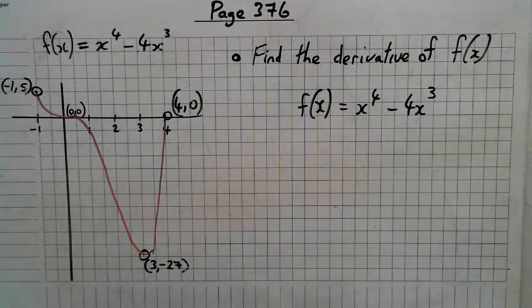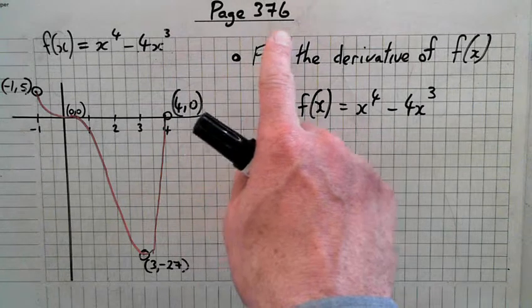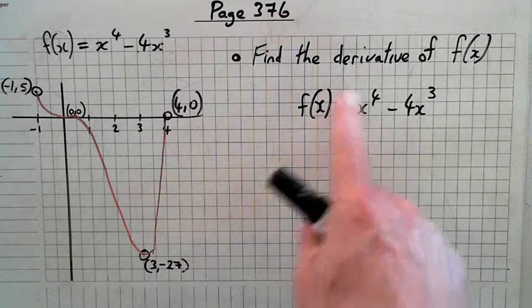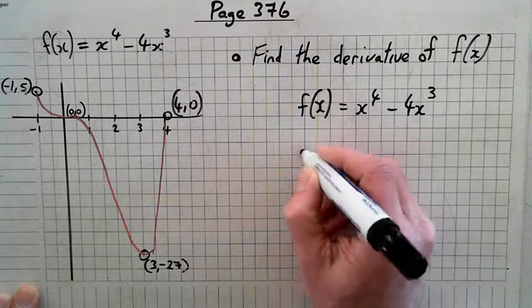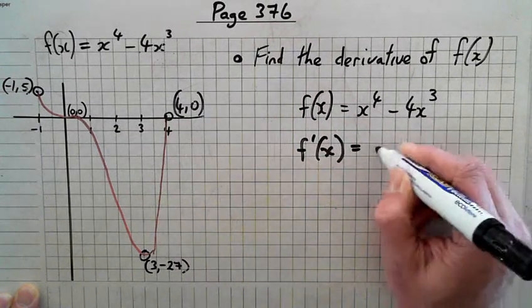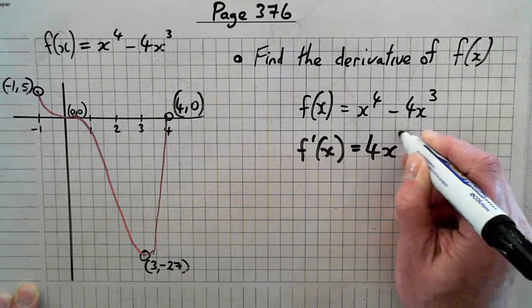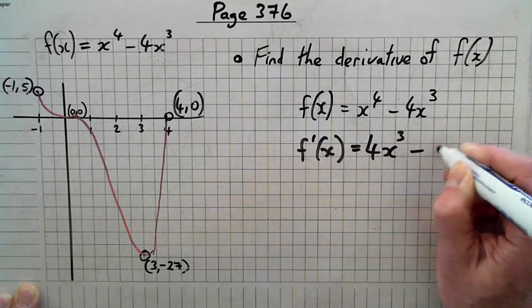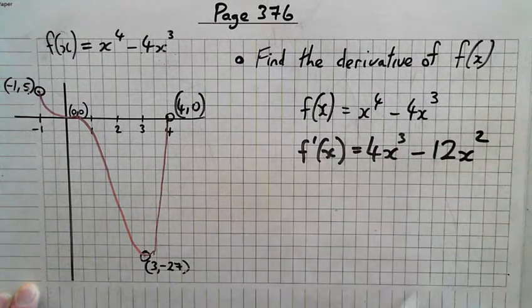Right. So this is the example on page 376 in your books. First of all, you have to find the derivative. So f dash x. What's the answer? 4x cubed minus 12x squared. Alright. So that's the first step.